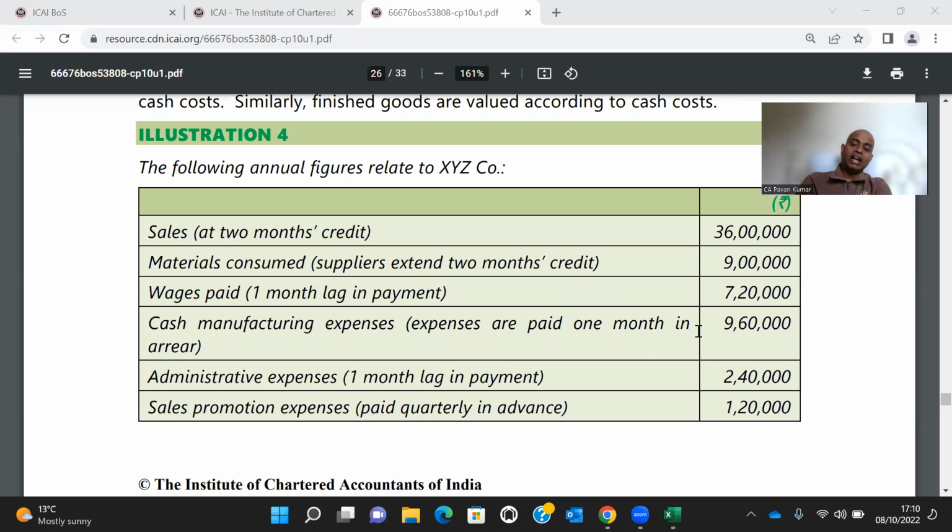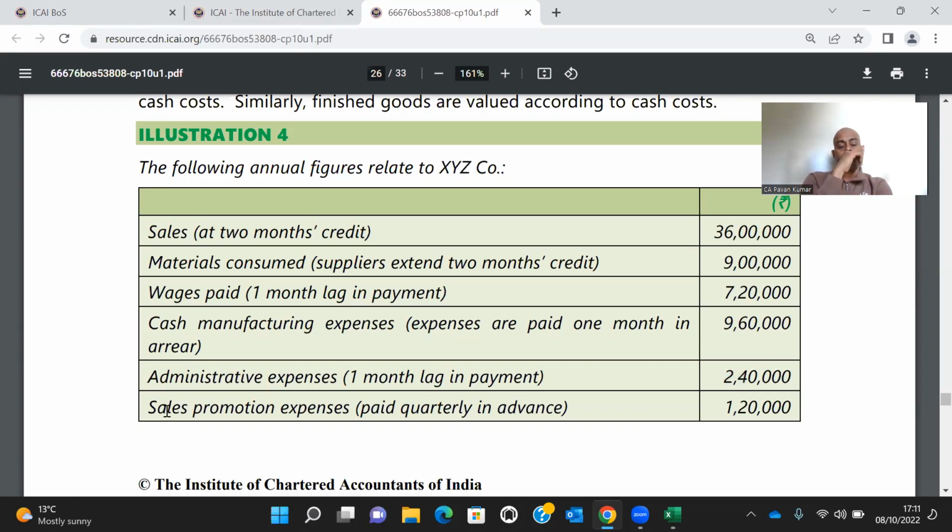$80,000. Can I say 9,60,000 into 1 by 12? Yes, sir. Correct, 80,000. Next, admin expenses. 1 month lag in payment. So total 2 lakhs administrative expense. 1,000. So tell me, monthly how much? How much is outstanding? 20,000. Outstanding is 20,000. Okay, next.